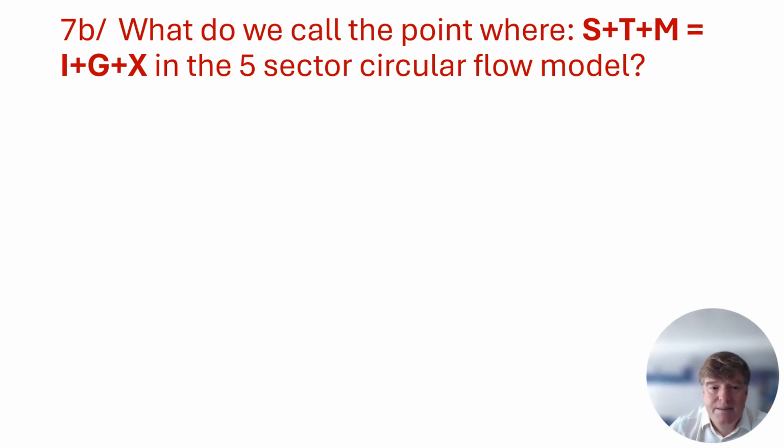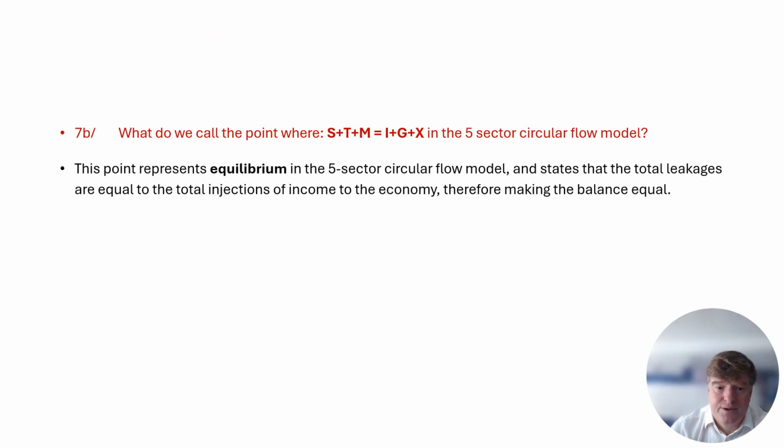Savings, taxes and imports, investment, government spending and exports. So the first three and the last three, what does it mean when they are equal in the 5-sector model? The first three, savings, taxes and imports, are leakages. The last three, investment from the banking, financial sector, government spending and exports, are the injections. And so when those are equal, the economy is balanced.